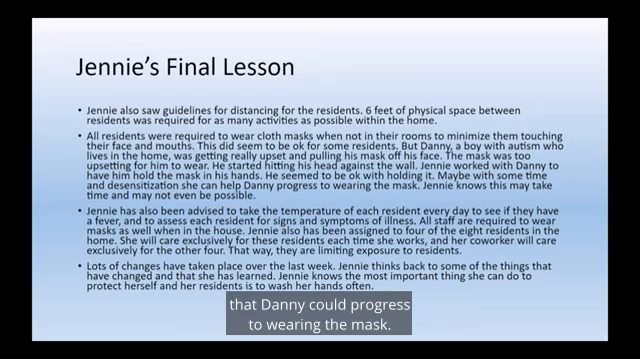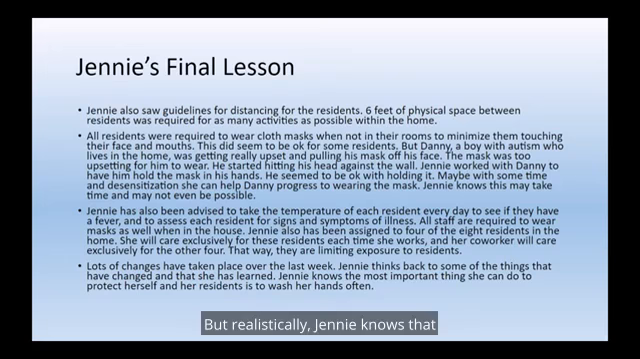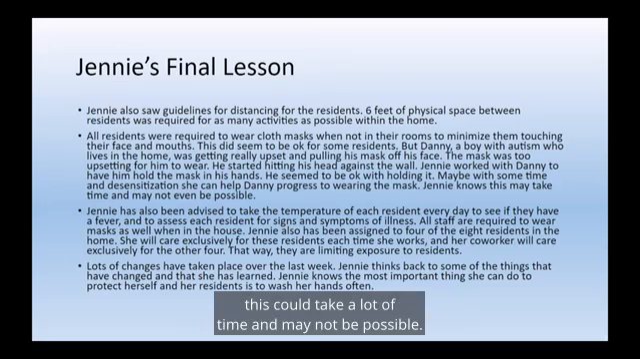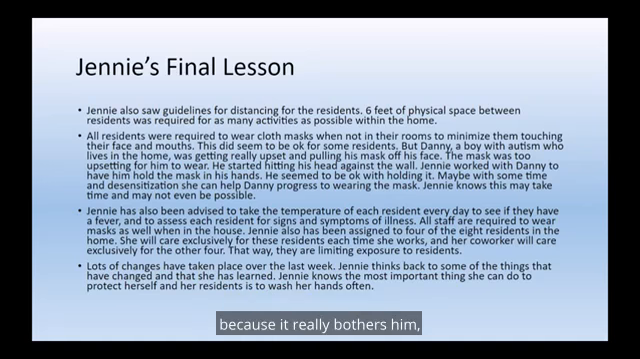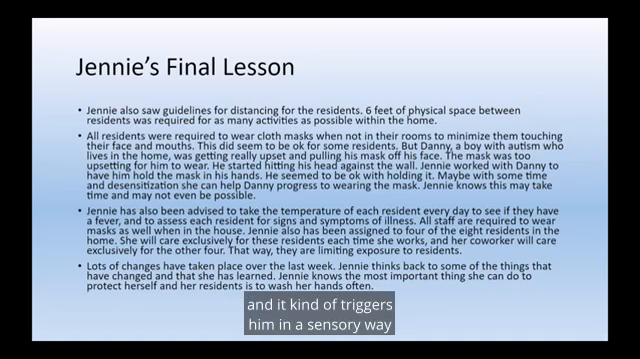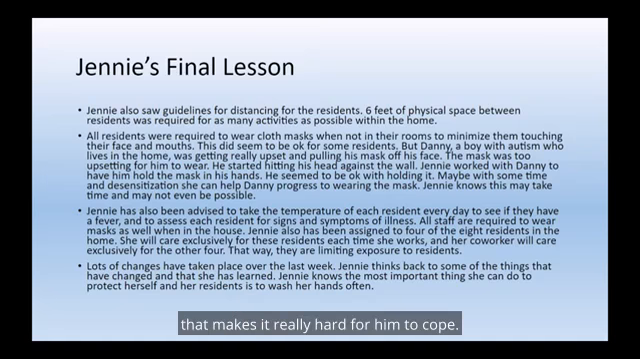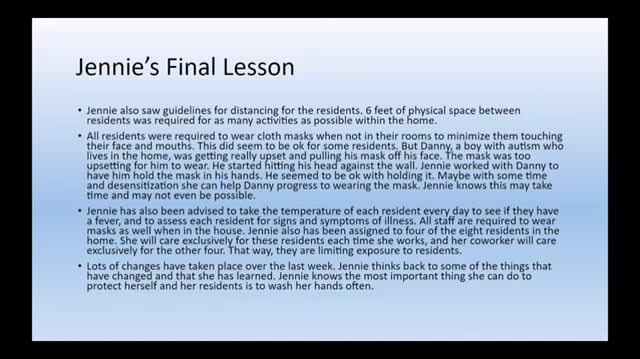So, this is going to take some time and desensitization, but it's possible that Danny could progress to wearing the mask. But realistically, Jenny knows that this could take a lot of time and may not be possible. Danny may really be resistant to wearing a mask because it really bothers him and it triggers him in a sensory way that makes it really hard for him to cope.